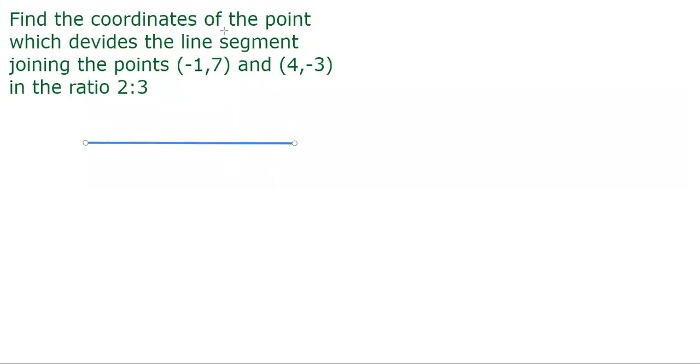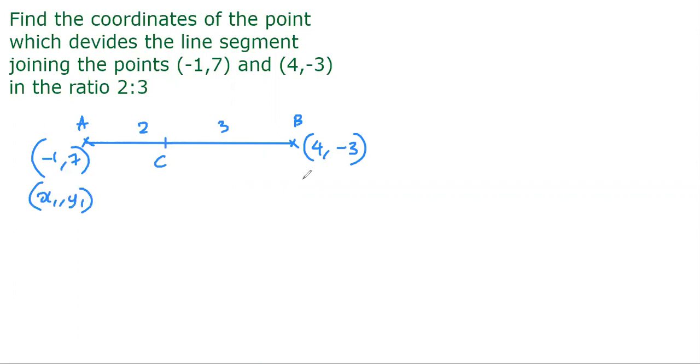There is a line. The coordinates of the line's endpoints are (-1, 7) and (4, -3). This line is divided in the ratio 2:3 by some point. Let us take the points as A, B and C. I can say C divides AB in the ratio 2:3. So from here I am taking this as x1, y1, this as x2, y2, and the ratio as m1 and m2. So I can apply the formula.